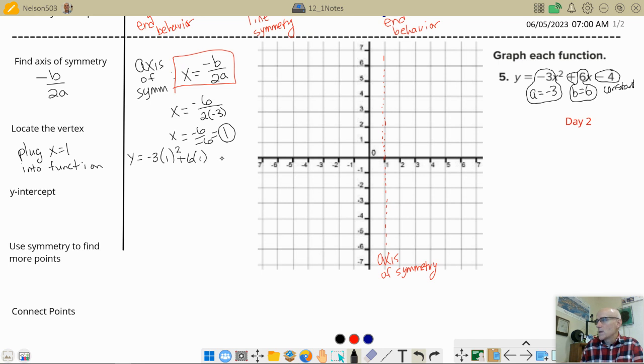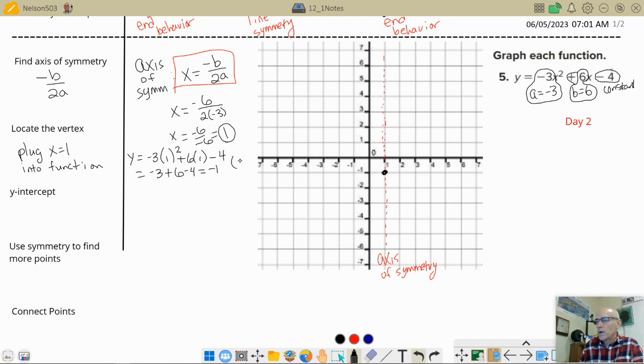I don't want to mess any of this up. Minus 4. All right, so I think I got the 1 plugged in there. So I end up with negative 3 because 1 squared is 1, and times negative 3 is negative 3. Then we got plus 6 more, minus 4. Let's see, where's it going to be? That would be 3, right? Positive 3. And then if I add 3 to negative 4, I get negative 1. So if I go over 1 and I go down 1, my vertex should be right there.